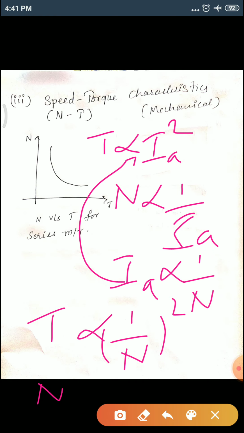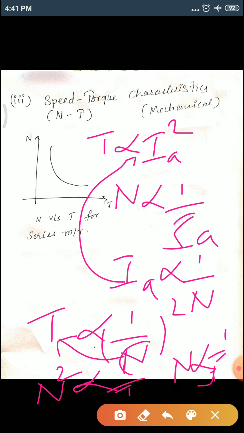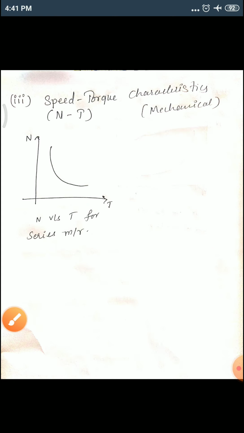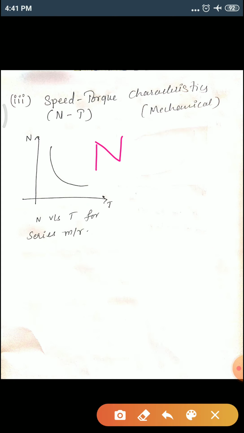In other words, if you would like to take N, then N squared is proportional to 1 by T. Then N is proportional to 1 by square root of T. Okay, so therefore N is proportional to 1 by square root of T, inversely proportional. Thus, as the torque increases when load increases, the speed decreases.